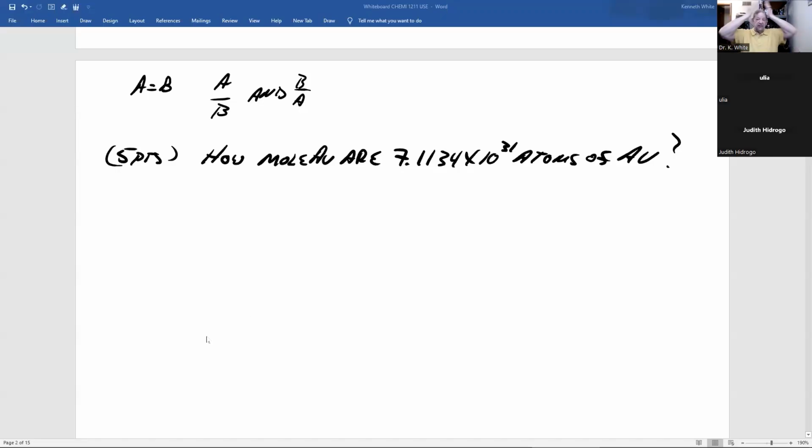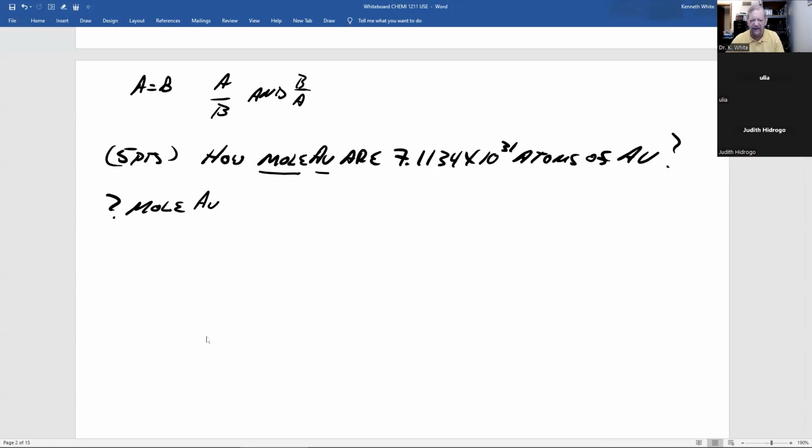All right, back to our problem. So how do we proceed? Well, the first thing you do is, what are we being asked to find? And the answer is moles of gold. So I like to put a question mark. I don't know how I came up with that, but I have been doing it for many, many years. That's what we're trying to find, and it's important to put the units there, moles of gold.